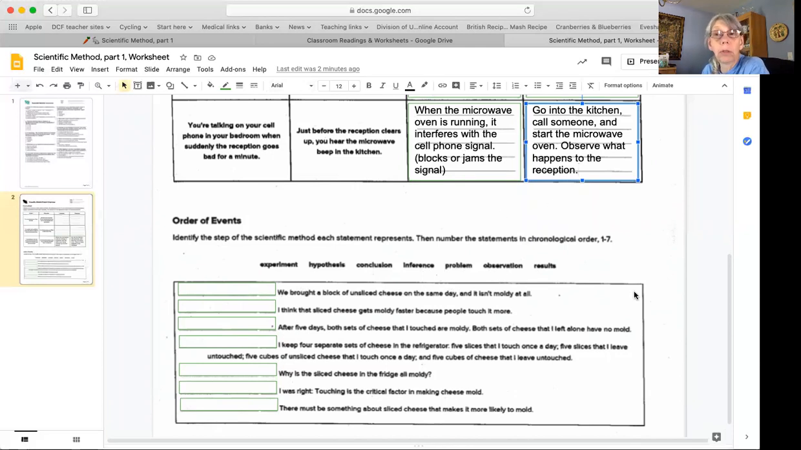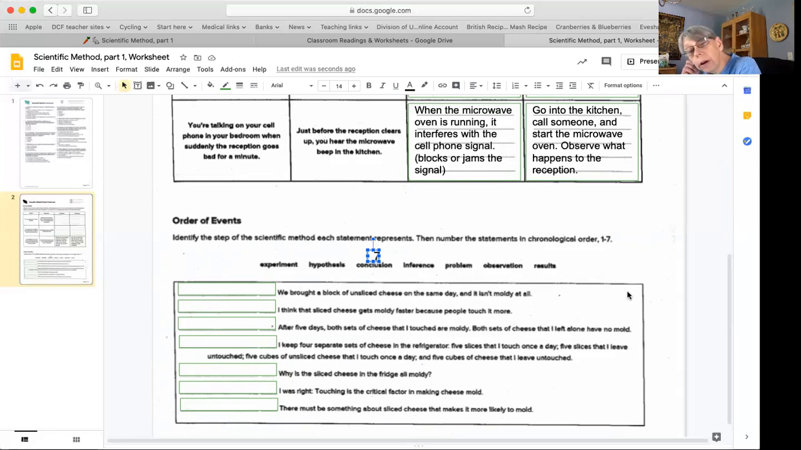So some of these are easy to figure out. What is going to be the last thing, for example? You can't form a conclusion until you've done everything else. So we know this is going to be number 7. Now we're going to try to make that look pretty, up in the middle of the box. All right. Our conclusion is number 7. We know that. Okay.